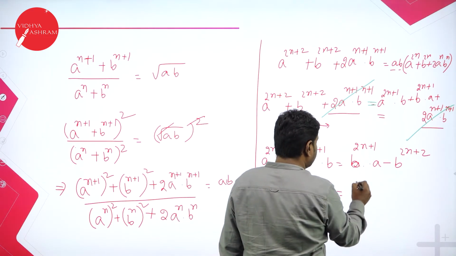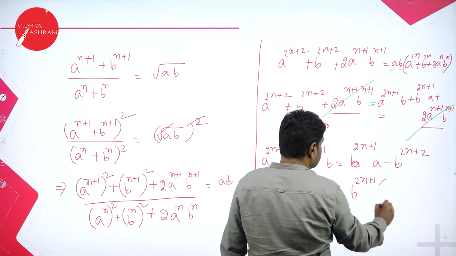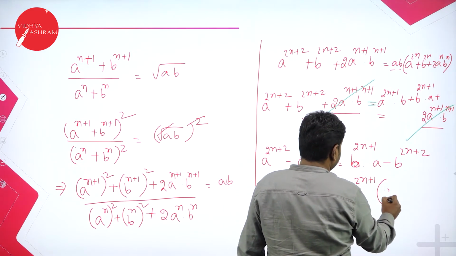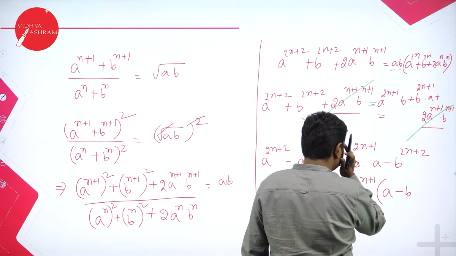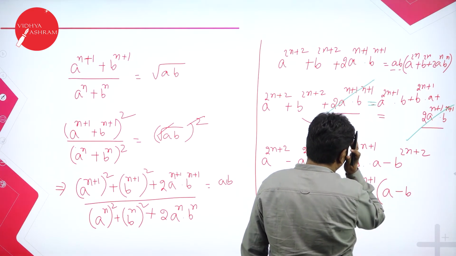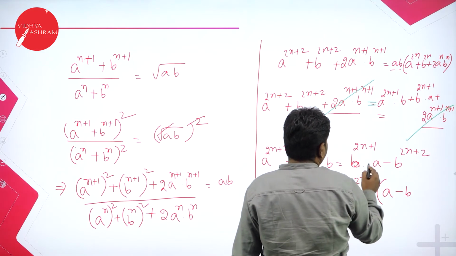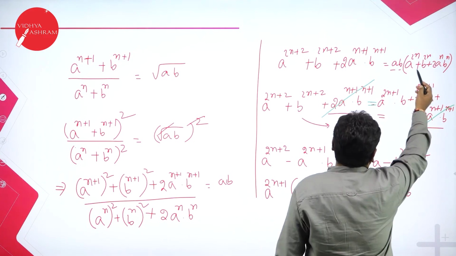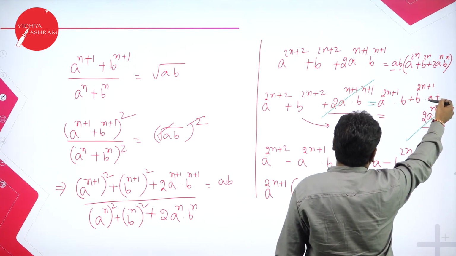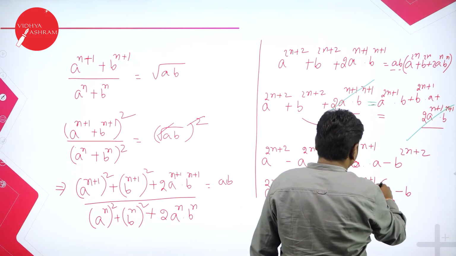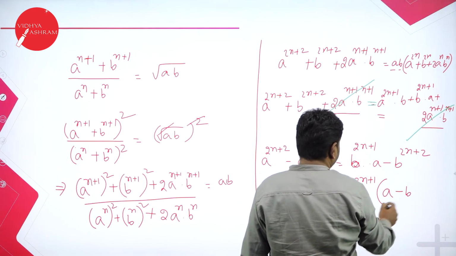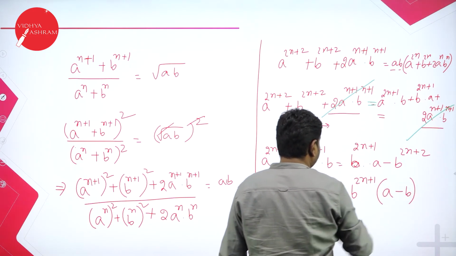Similarly here you take b^(2n+1) common. So it will become a, and this whole thing is common. So b^(2n+1) you take common, multiplied by a, so a into b^(2n+1). From this b^(2n+2), if you take common, it will be into b. Sorry, one term b left out.